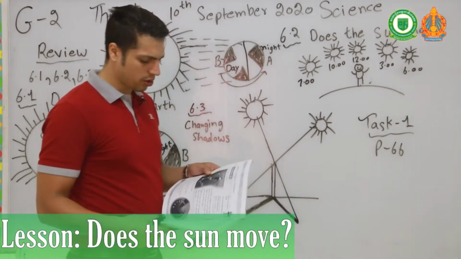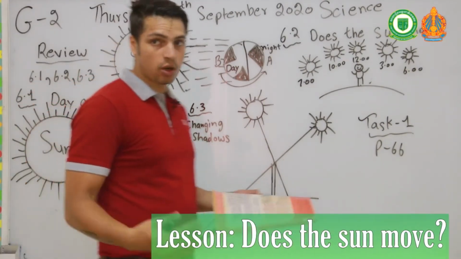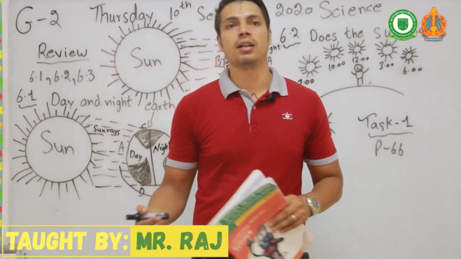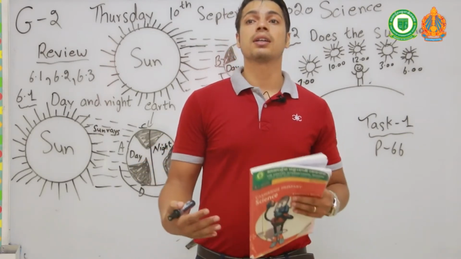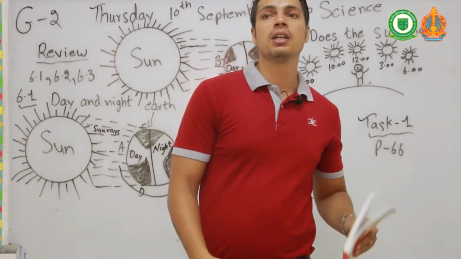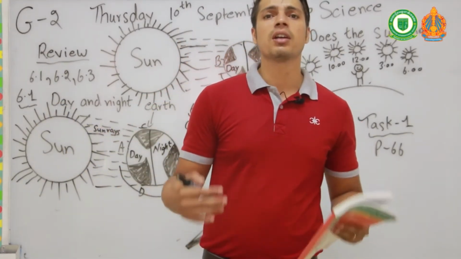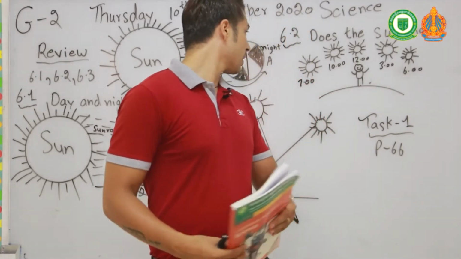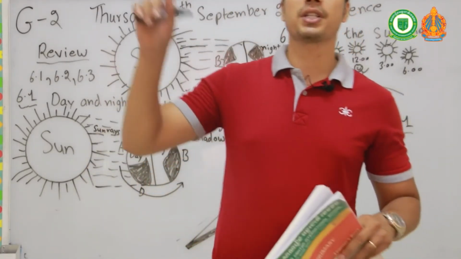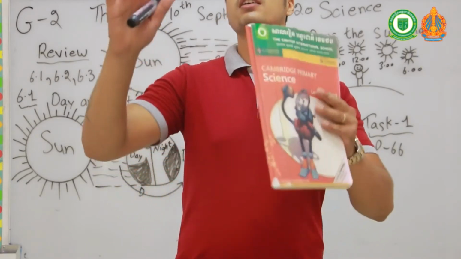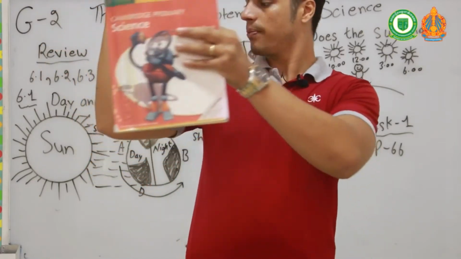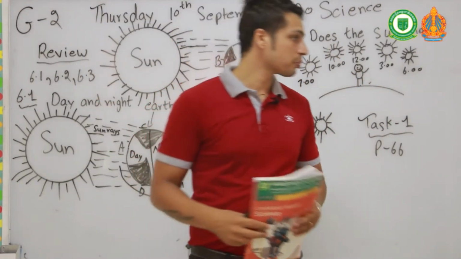6.3, changing shadows. A shadow appears when any object blocks the light. It doesn't have to be sunlight. If you block any kind of light, you will create a shadow. Like if you are in the house, just stand underneath the light, turn on the light, or put something in front of the light, and you will see a shadow.